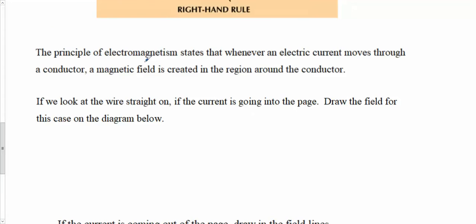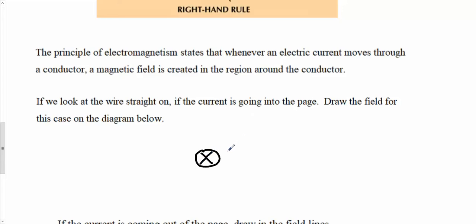The principle of electromagnetism states that whenever an electric current moves through a conductor, a magnetic field is created in the region around the conductor. So if I look at a wire straight on, it's just some little terminology here. If the current is going into the page, so here's my wire, and it's coming in and out of this page, and right now the current is going into the page, the convention is to put an X here.